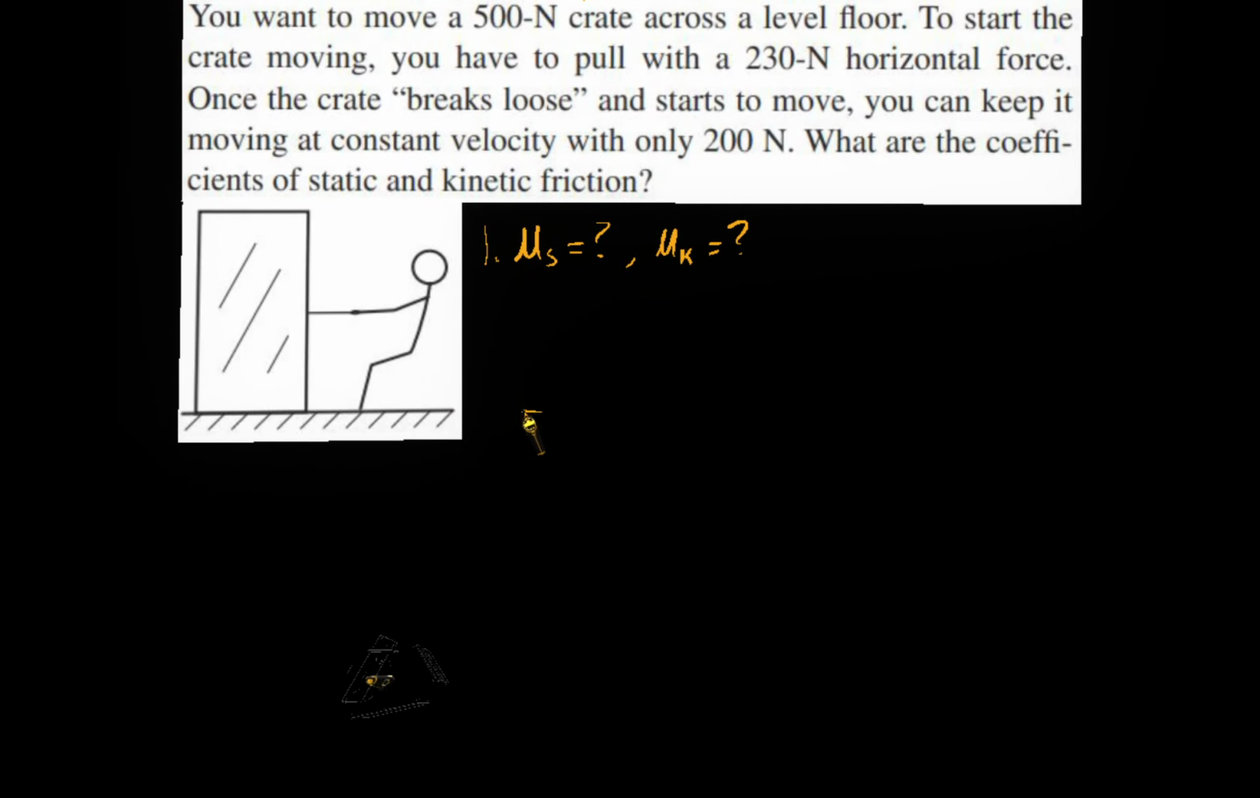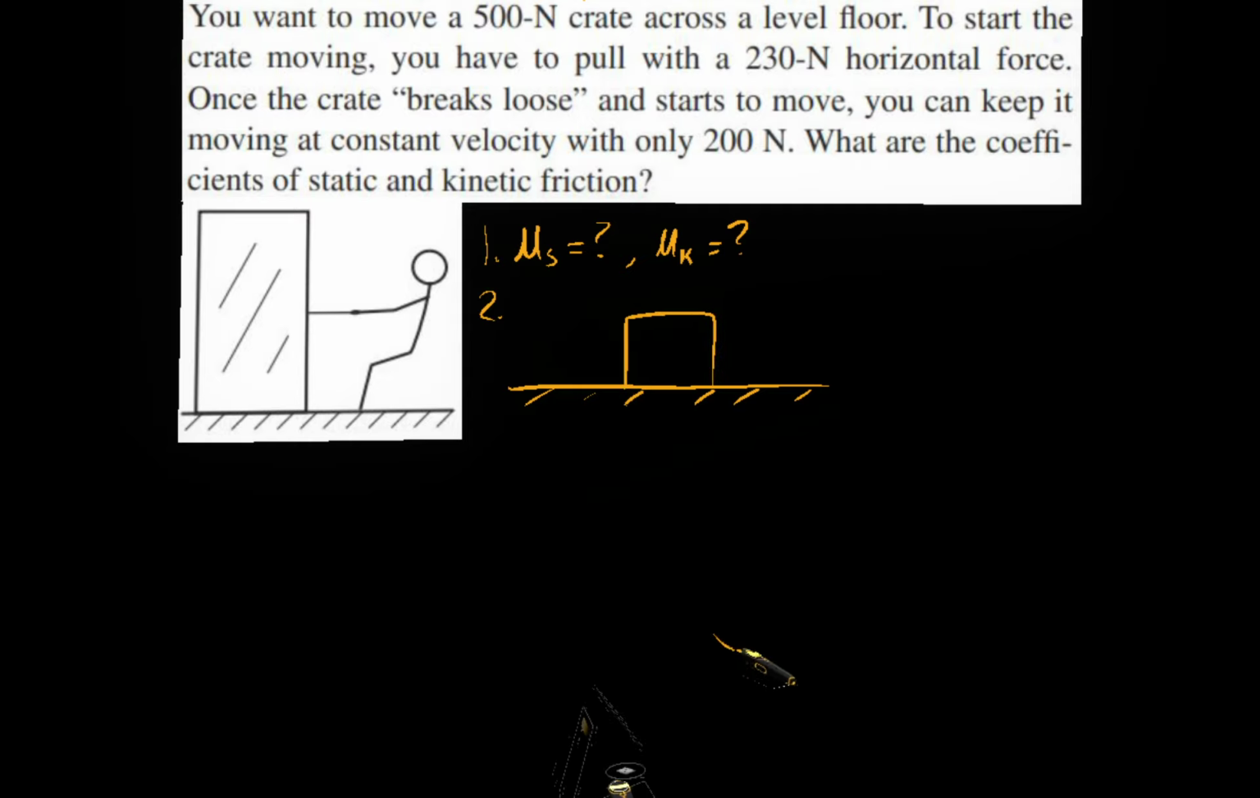Okay, so sketch the problem. It is pretty simple, so you might be able to skip this, but I'll do it anyway. I'll try to go fast. So we have this surface here, and you have this box here. And does it give you any mass or weight? No, it does not. Oh, yes, 500 Newton crate. So what that means is that the weight is equal to 500 Newtons.